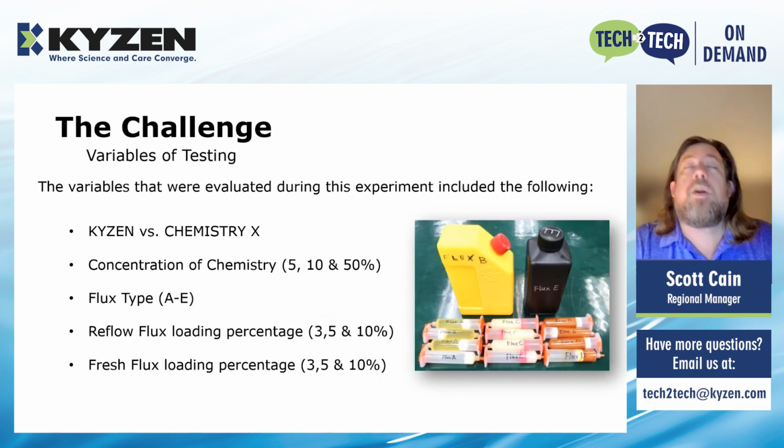So as you can hear, there were a couple different variables involved in the testing. Kaizen chemistry versus what we'll refer to as chemistry X. The concentration of the chemistry, they wanted 5%, 10%, and 50%. The flux types, there was A, B, C, D, and E. Reflow of fresh and reflowed fluxes, the percentages at 3, 5, and 10%. So a lot of different stuff the customer was looking for.